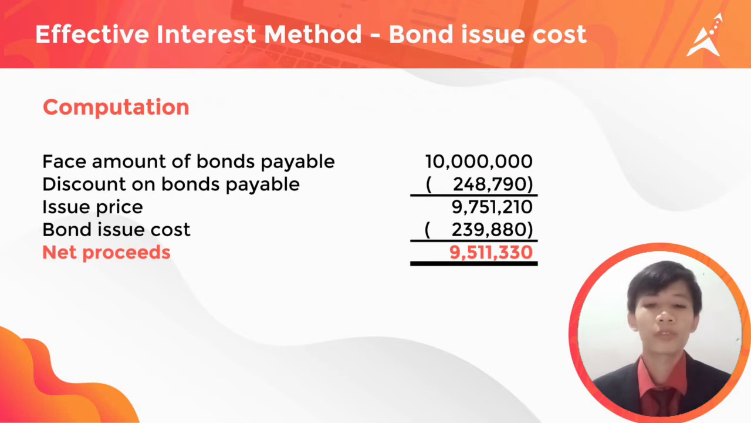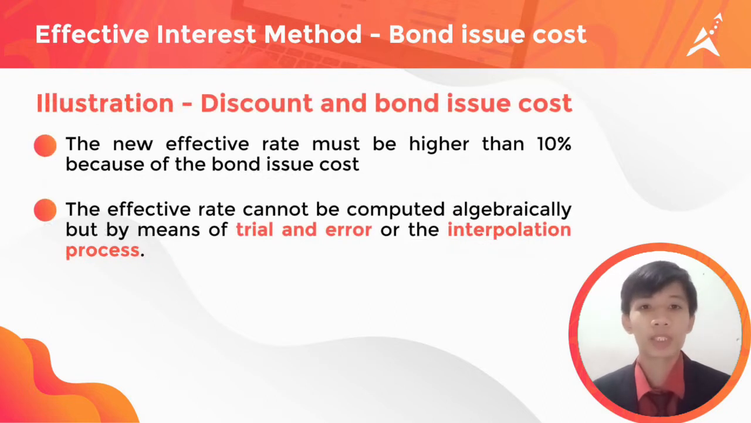And the issue price of 9,751,210 will be deducted by the bond issue cost of 239,880, which will result the net proceeds of 9,511,330. And as given, the original effective rate is 10%, but because of the bond issue cost, the new effective rate must be higher than 10%.